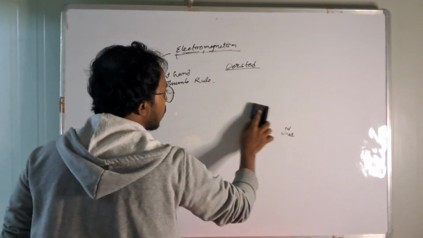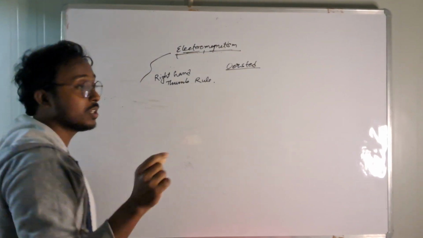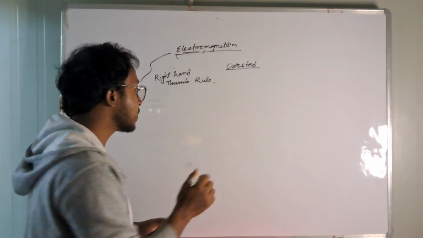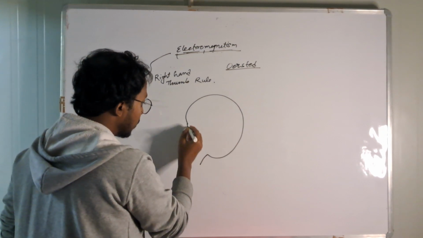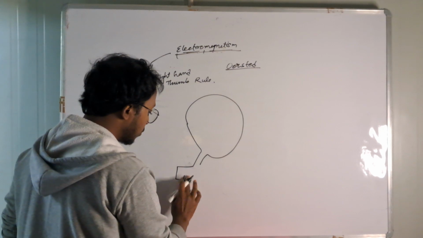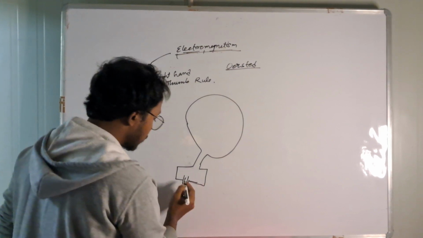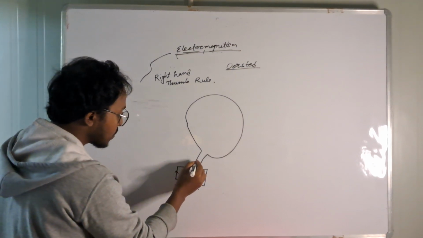Next, moving to the next concept. Till now I have used only a single wire. Now instead of that, if I use a complete loop, let's say I am using this kind of loop. Let's say I have connected my battery over here. You know, this is the positive side and this is the negative side. That means current is flowing this way.